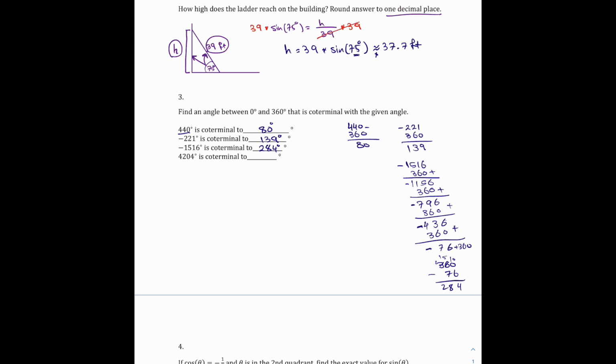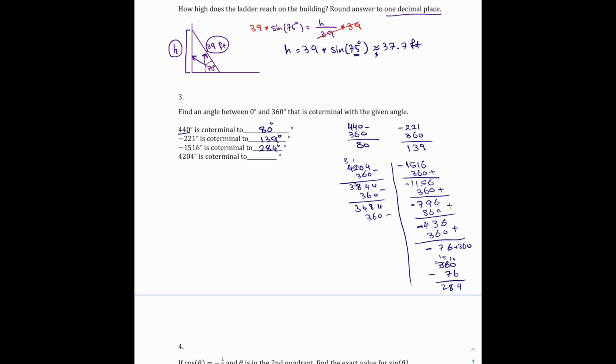And then we want the coterminal to 4,204. So we're going to subtract 360. 4,204, and then we're going to subtract 360. 4 minus 0 is 4, 10 minus 4 is 6... 11 minus 3 is 8, and then this is 3, so 3,844. We're going to subtract 360 one more time. So that is equal to 4. 14 minus 6 is 8, and then so this is 7. 7 minus 3 is 4, and the 3 goes down.